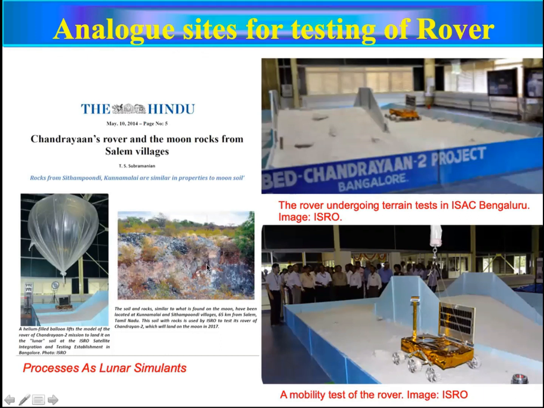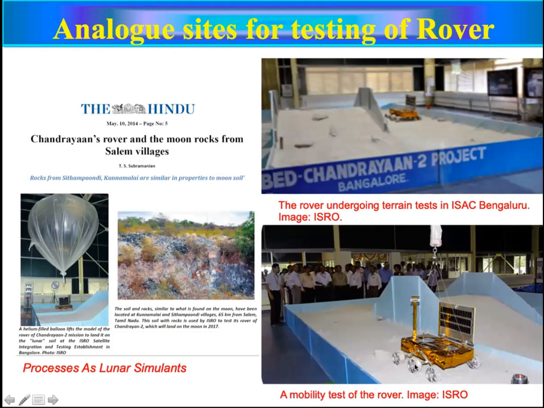This is the Sittampundi anorthosite complex. They collected nearly 500 kilograms of sample over there, and they prepared a test bed. So this is that particular test bed where the rover and lander are doing some test bed experiments. The advantage is that we can understand the intricacies associated with the rover wheel movement, etc.